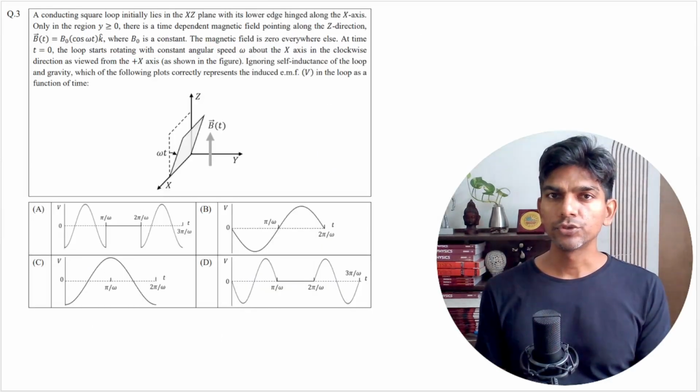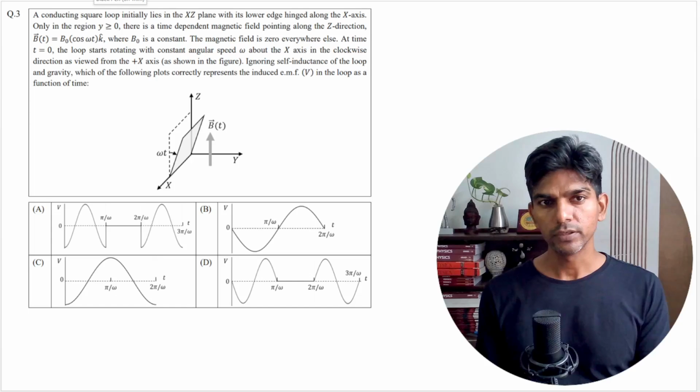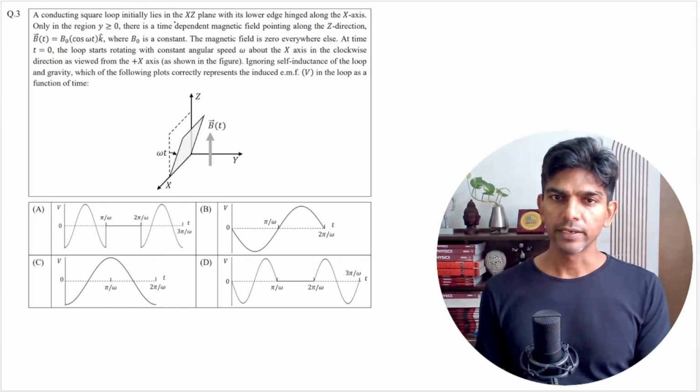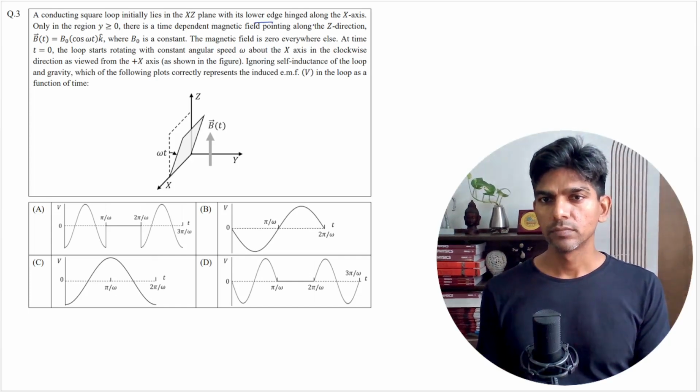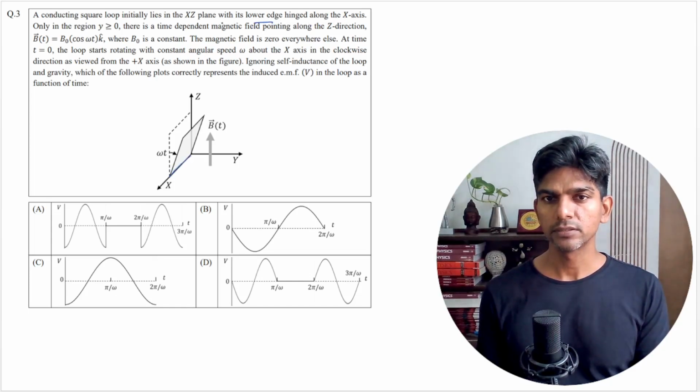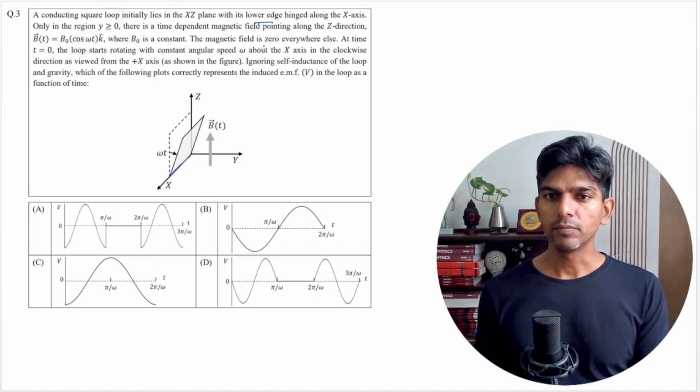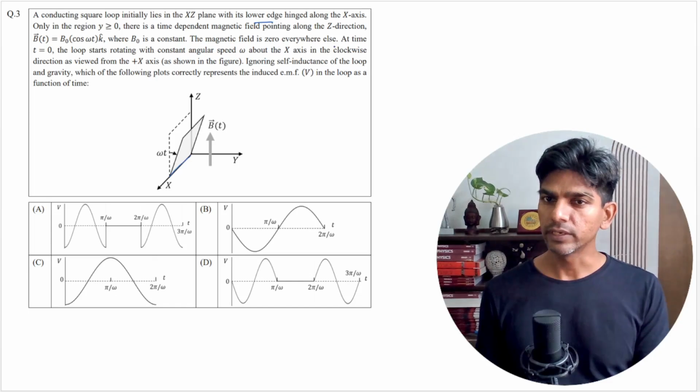Now this is the third question of JEE Advanced 2025 paper 1. So let us first read the question. A conducting square loop initially lies in the xz plane with its lower edge hinged along the x-axis. So they're talking about this edge which is hinged along the x-axis. Only in the region y greater than or equal to 0, there is a time-dependent magnetic field pointing along the z direction, where the magnetic field is given as B naught cos omega t k cap, where B naught is a constant. The magnetic field is 0 everywhere else.